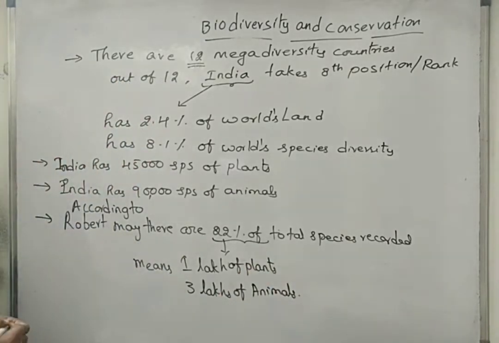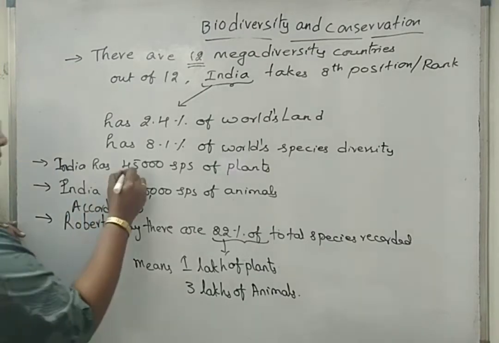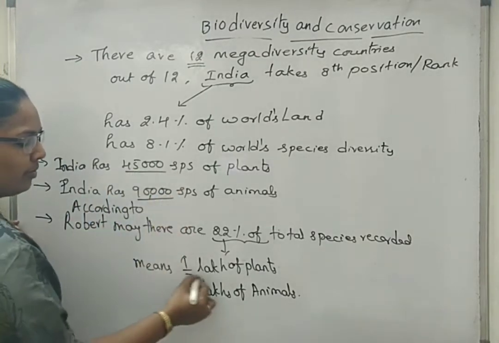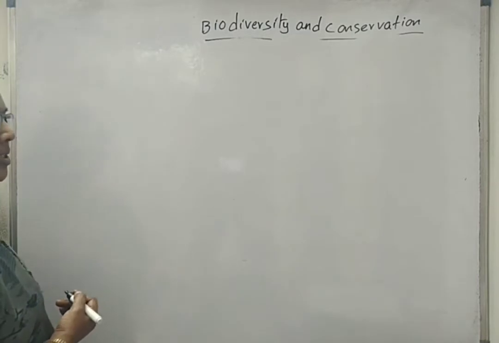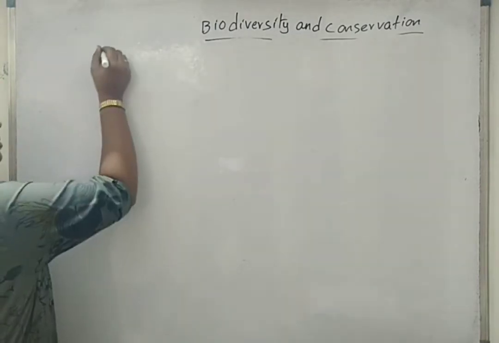These are some important measurements and points regarding the pie chart percentages, and the different percentages when we compare India with the world, and also when we compare different types of organisms in their numbers. Likewise, 45,000 here, 90,000 here, 1 lakh here and 3 lakhs here. Not only the percentages, but the numbers are also very important. Next topic is biodiversity pattern.